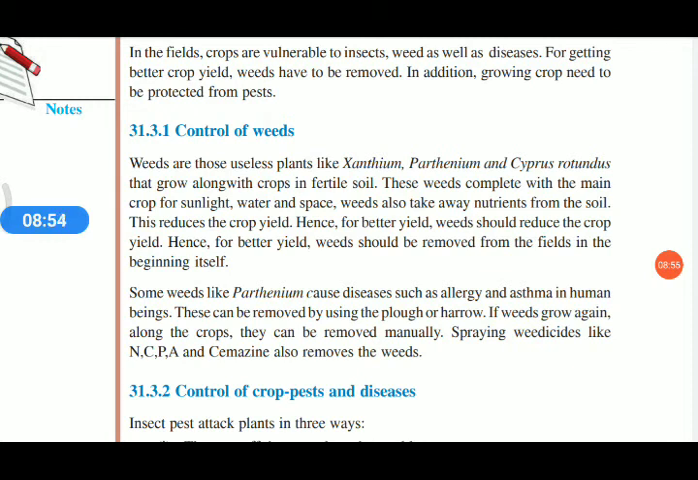Examples of weeds are Parthenium, Xanthium, etc. Some of them, like Parthenium, cause diseases such as allergy and asthma in humans also. This is very harmful to humans and other animals.